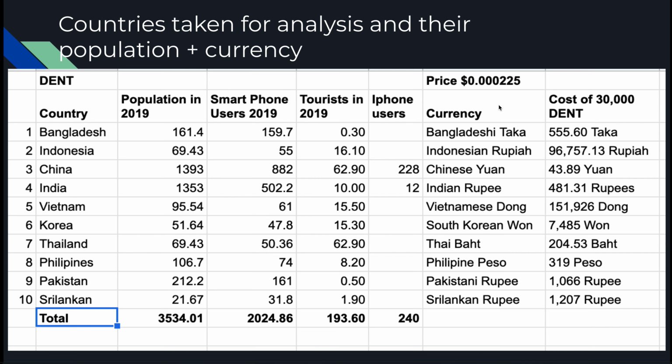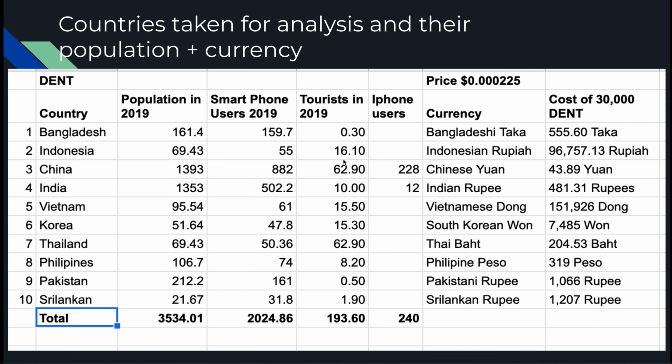So I've taken the countries and their population and their currency for this analysis. If you look at this metrics, you can see I've added the population and the smartphone users. For example, Bangladesh has a population of 161 million, and out of that nearly 59 million smartphone users are there. That's a pretty huge number. And then the number of tourists is pretty less in Bangladesh.